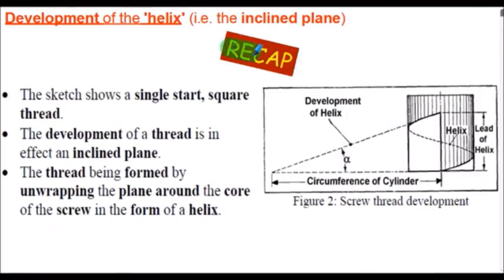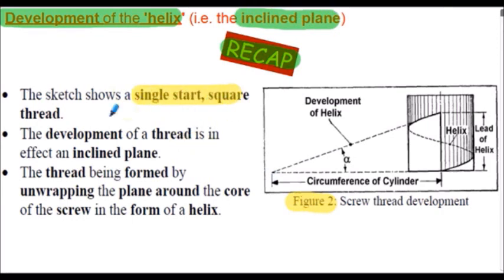Here's a recap from our previous presentation related to development of the helix, which generates the inclined plane. The sketch in figure 2 here shows the screw thread development for a single start square thread, and this development of the thread is essentially the inclined plane shown here.